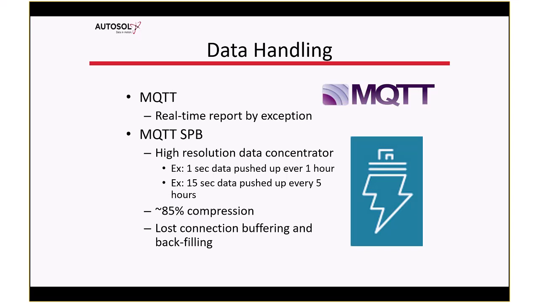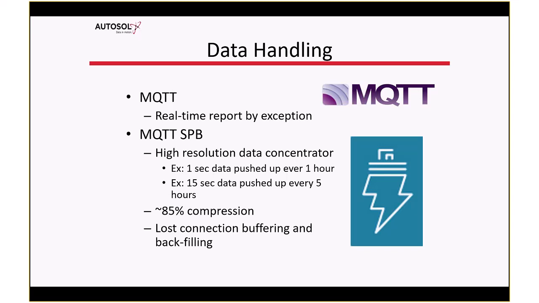And with Sparkplug B, we're able to poll and publish at different intervals. So we can get a higher resolution picture. So for example, eACM can poll the end device every second, but using Sparkplug B, you can just publish it every hour. So you'll get 3,600 records, I believe, published back to your SCADA system. And that data will have an 85% compression rate on it as well.